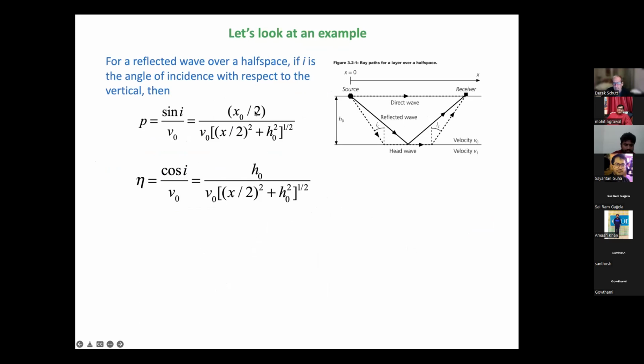So let's look at an example. For a reflected wave over a half space, if i is the angle of incidence with respect to the vertical, then p equals sine of i over v naught, which is just the definition of ray parameter. And by trigonometry, we can say sine of i equals x over 2 divided by the square root of (x over 2) squared plus h naught squared. And then we divide that by v naught to get this formula here. We can do something similar to get the cosine over v naught and get this line here.